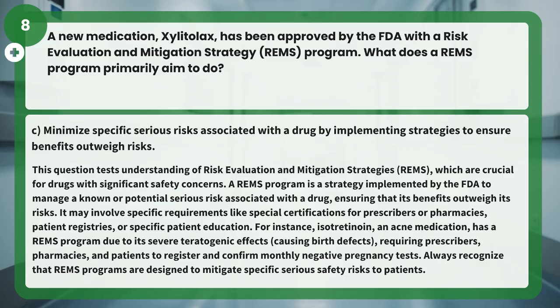It may involve specific requirements like special certifications for prescribers or pharmacies, patient registries, or specific patient education. For instance, isotretinoin, an acne medication, has a REMS program due to its severe teratogenic effects, causing birth defects, requiring prescribers, pharmacies, and patients to register and confirm monthly negative pregnancy tests.